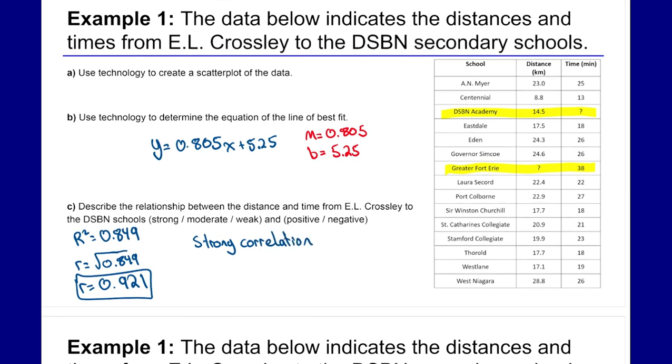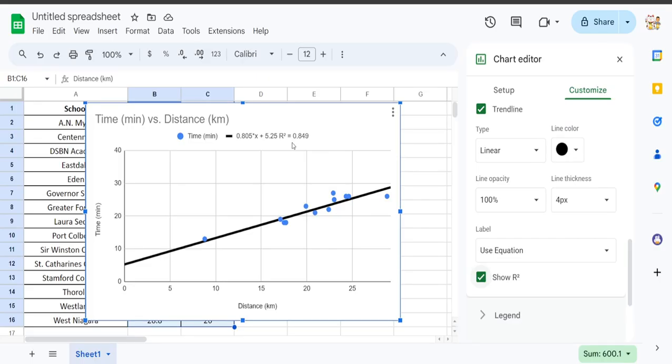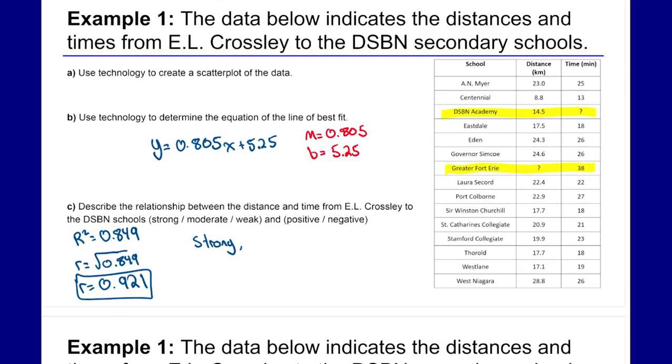But I need to determine whether it's positive or negative. So I'm going to erase that for a second. So it's strong. Now, looking at the graph, I'm going to jump back again. Sorry for the back and forth. Looking at the line, we can tell that this is going upwards to the right. So this is a positive relationship, right? So it's a strong positive relationship.